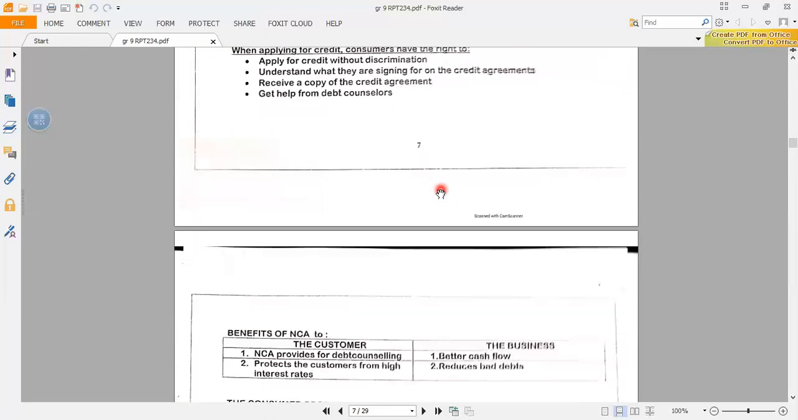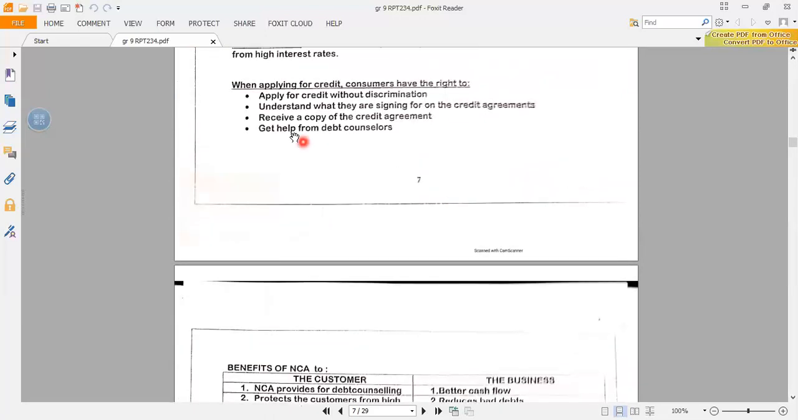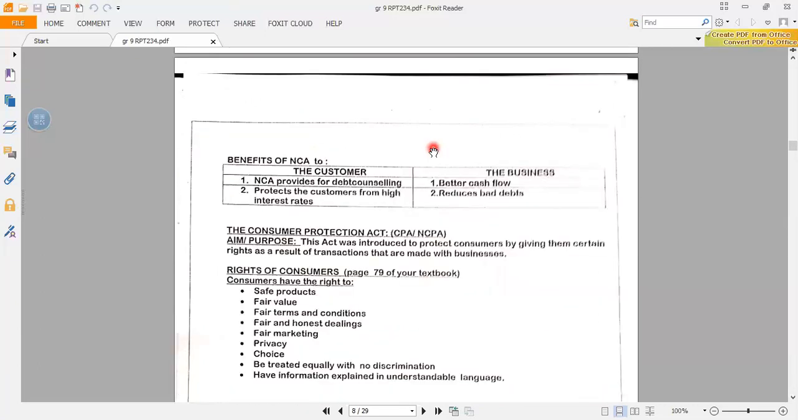Then they can get help from debt counselors. Who are debt counselors? These people are involved in counseling debtors, or people who have purchased on credit and who are finding it difficult to settle their commitment. Okay, let's look at the benefits of the NCA to the customer.